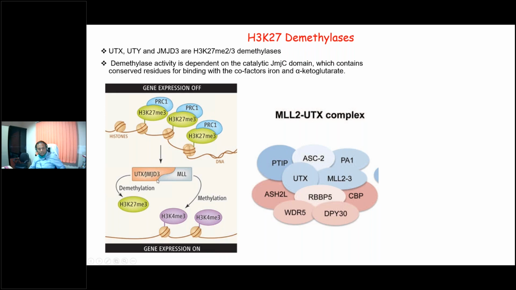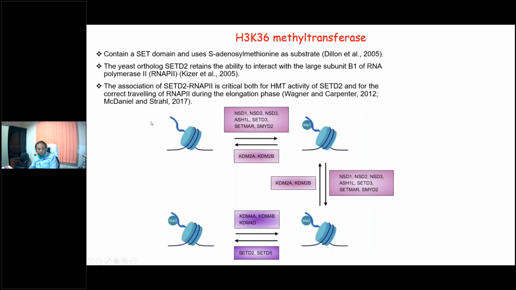These H3K27 histone demethylases, UTX and JMJD3, are part of the MLL complex. So this is part of the H3K4 trimethyl transferase complex. For example, you can see here this MLL complex that mediates the H3K4 trimethylation, and UTX that removes the H3K27 trimethylation. So this is the way it is removed.